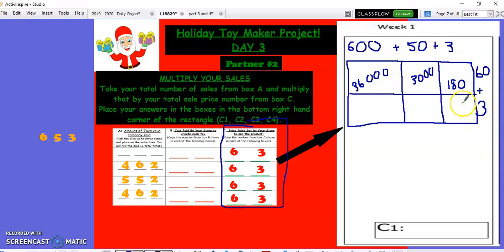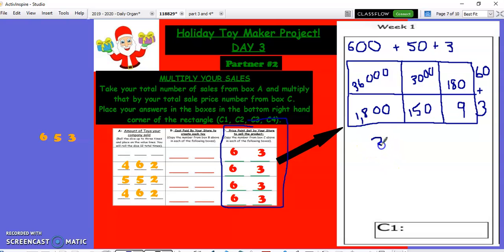Now I multiply the bottom. 3 times 3 is 9. 50 times 3 is 150. 6 times 3 is 18. And my 2 zeros gives me 1,800.